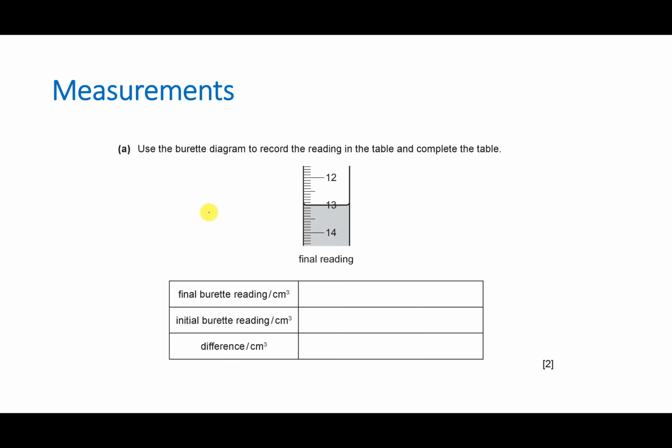Let's go for this example. Here, by using the burette, the diagram shows this reading. So complete the table. The final burette reading is here, it stops at 13. And the initial, as we know, begins from the top, is 0. And down at the bottom is 50 cubic centimeters. So here the final is 13 and the initial is 0, so the difference is 13.